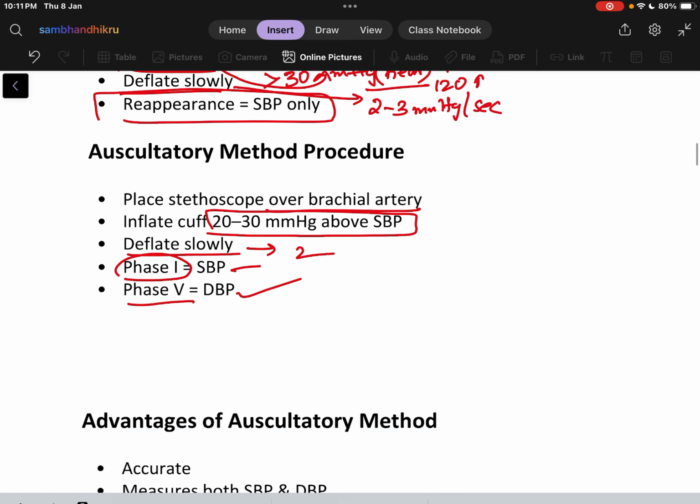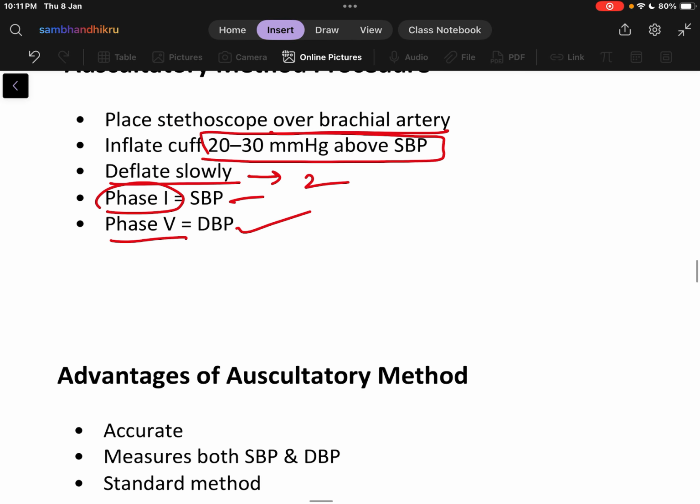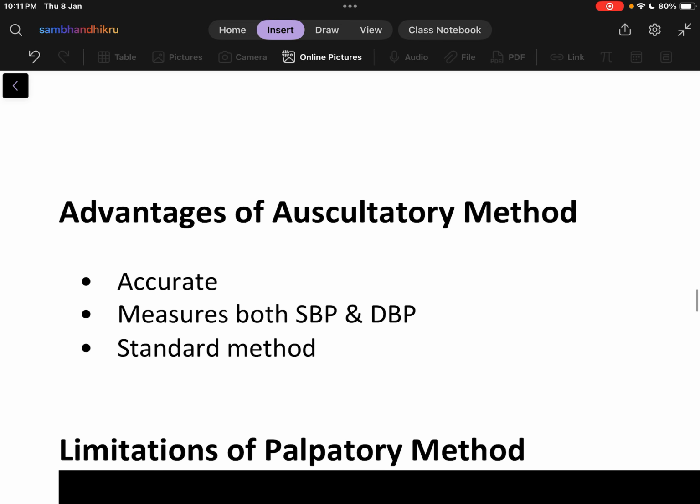So we have discussed up to the auscultatory method in part 1. So we'll discuss from the advantages of the auscultatory method.